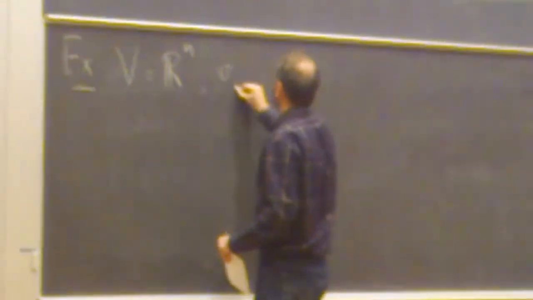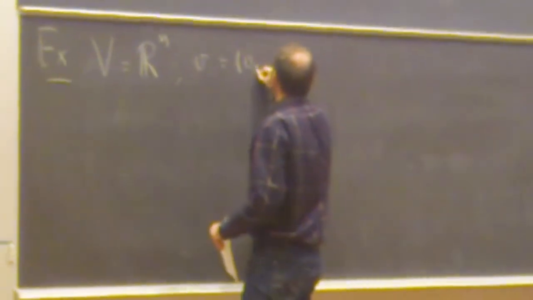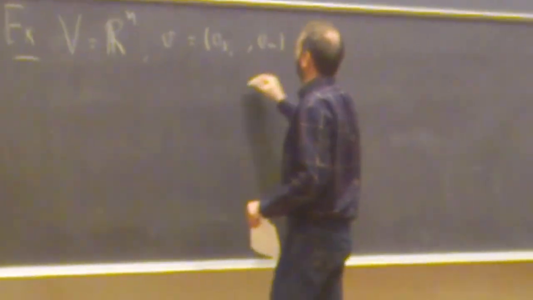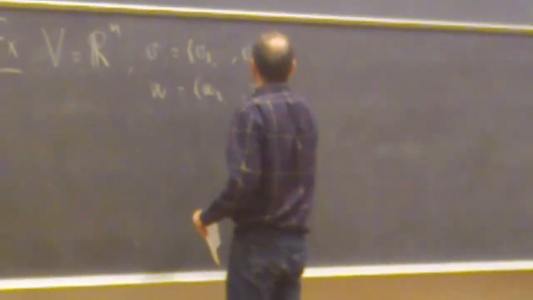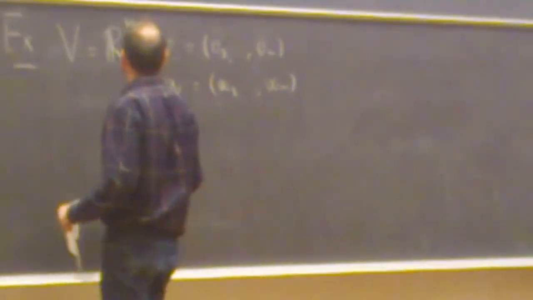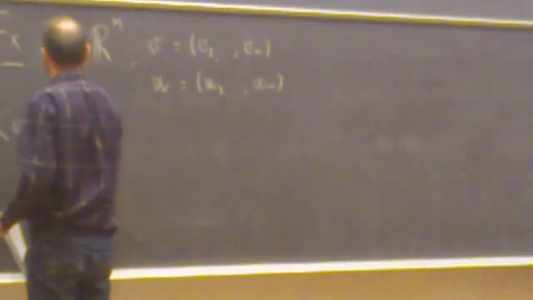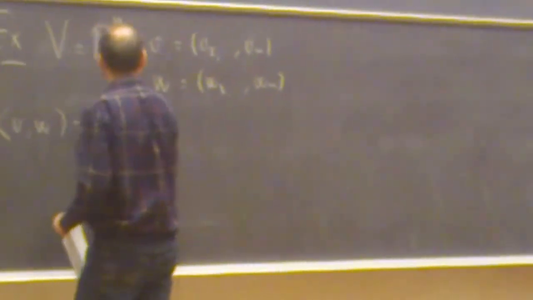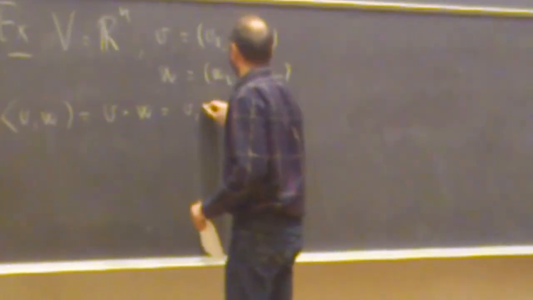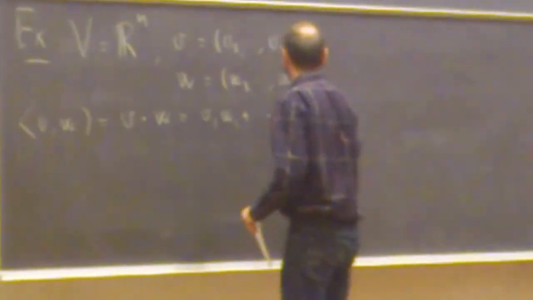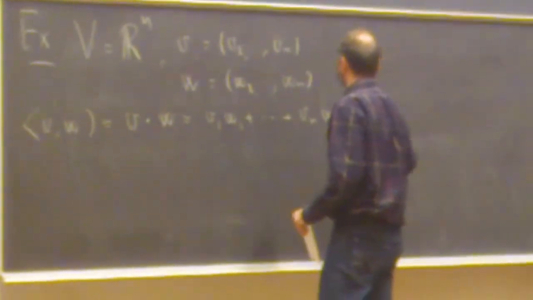And if we have two vectors, say v has coordinates v1 to vn, and w has coordinates w1 to wn, then we can define the inner product of the vectors to be what is also called the dot product. And that is v1 w1 plus dot dot dot plus vn wn. And this is an inner product.